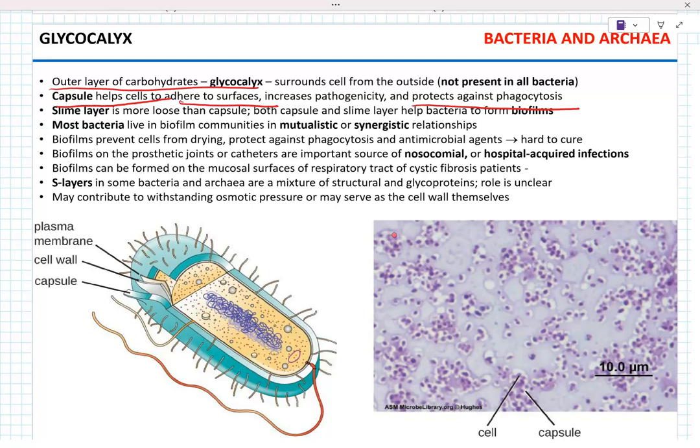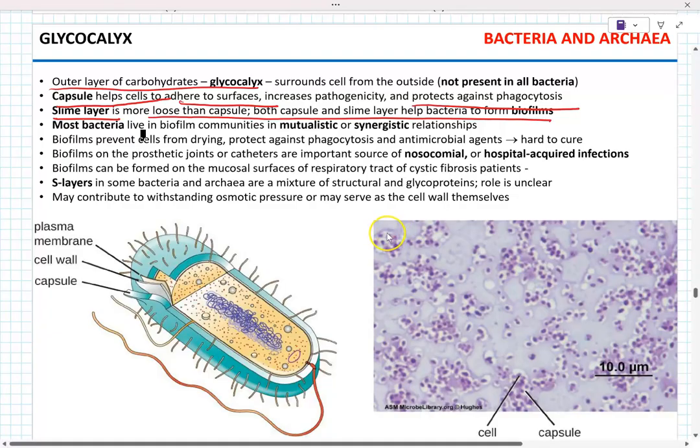A more loose version of glycocalyx is a slime layer. It doesn't protect bacteria from phagocytes, but it does increase the adhesion, facilitating the formation of biofilms on the surfaces. Most bacteria exist in the form of biofilms, such as bacteria on the surface of your teeth, walls of your gut, as well as bacterial biofilms can be formed on the ventilation tubes and catheters in the hospital, presenting a very major hospital-associated infection threat.